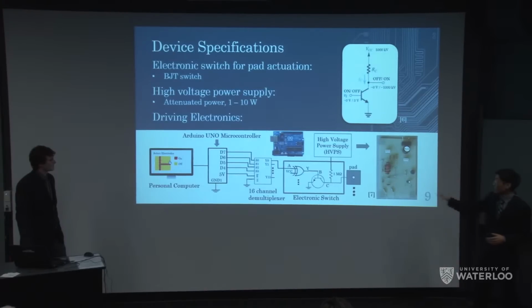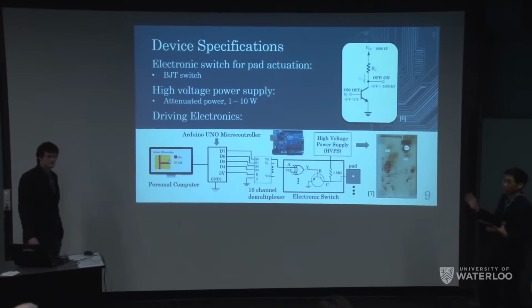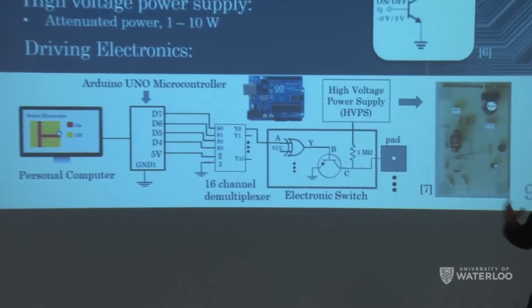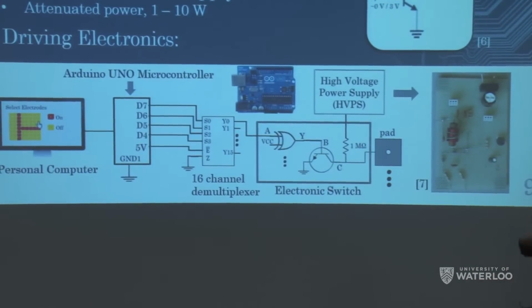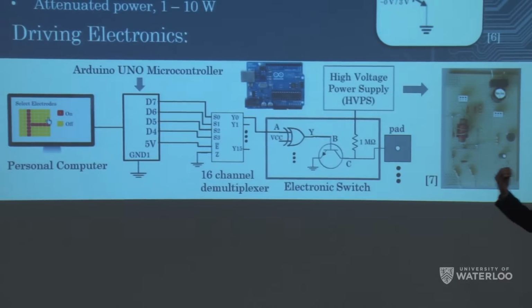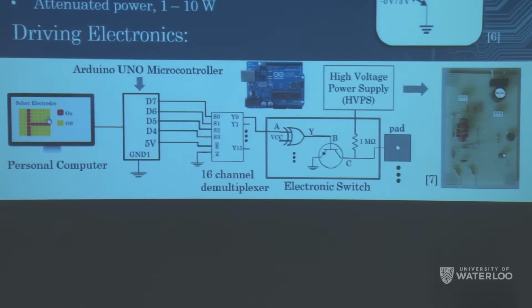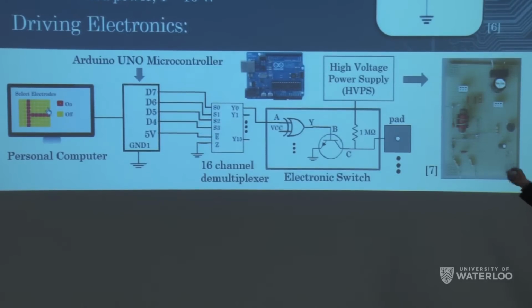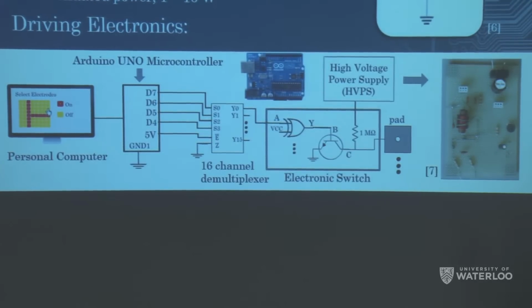And then over here is the summary of the whole driving electronics of how these pads are actuated. We would have a personal computer that would take the input, as Alex mentioned, to create your configured channels. Then it goes into your microcontroller, which would tell which pixel or electrode pad to activate. The electronic switch then leads to the activation of the pad, which is actuated with the high voltage power supply. And this is the schematic of the high voltage power supply that we're using and the Arduino Uno microcontroller.